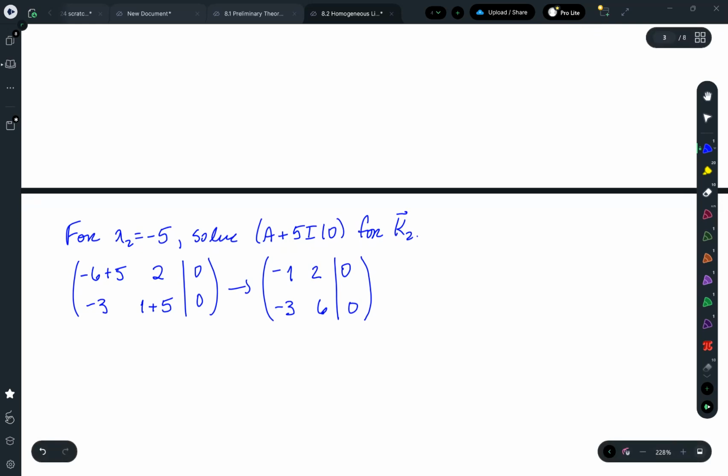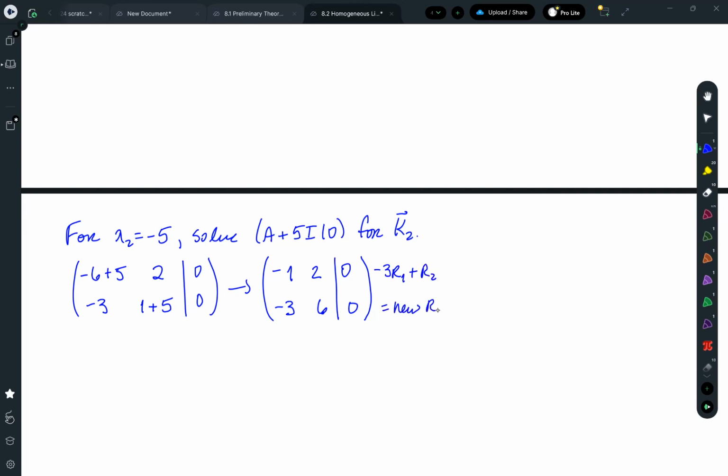If I was to take row 1 and multiply it by a -3, then that first component, the -1 times a -3, it would become a +3 and it would clear below. So let's try that. -3 row 1 plus row 2 will equal the new row 2. And I'll write out what that looks like.